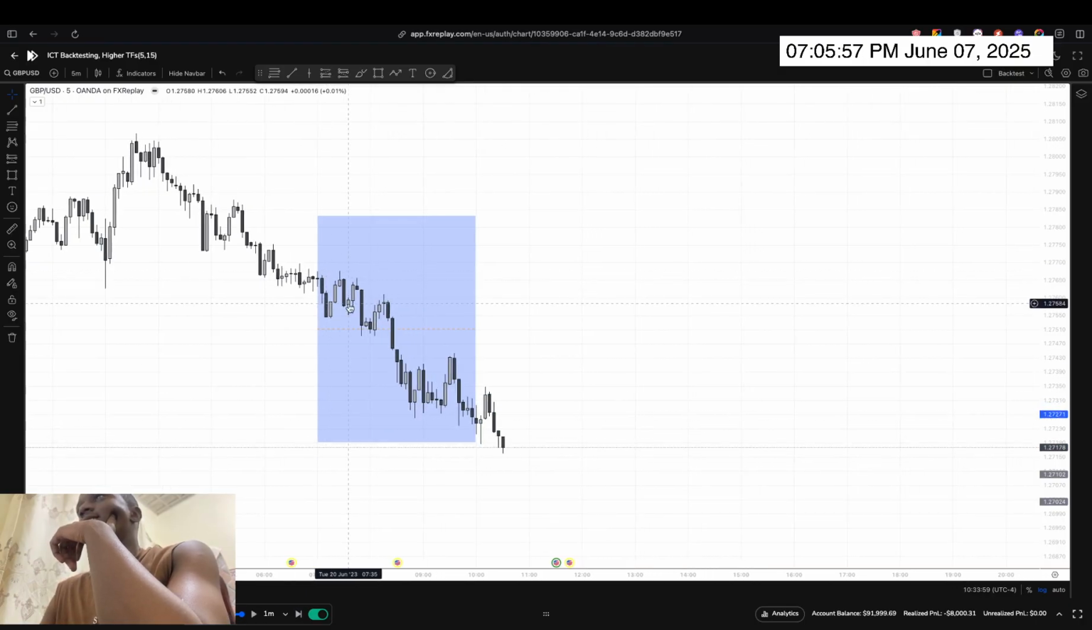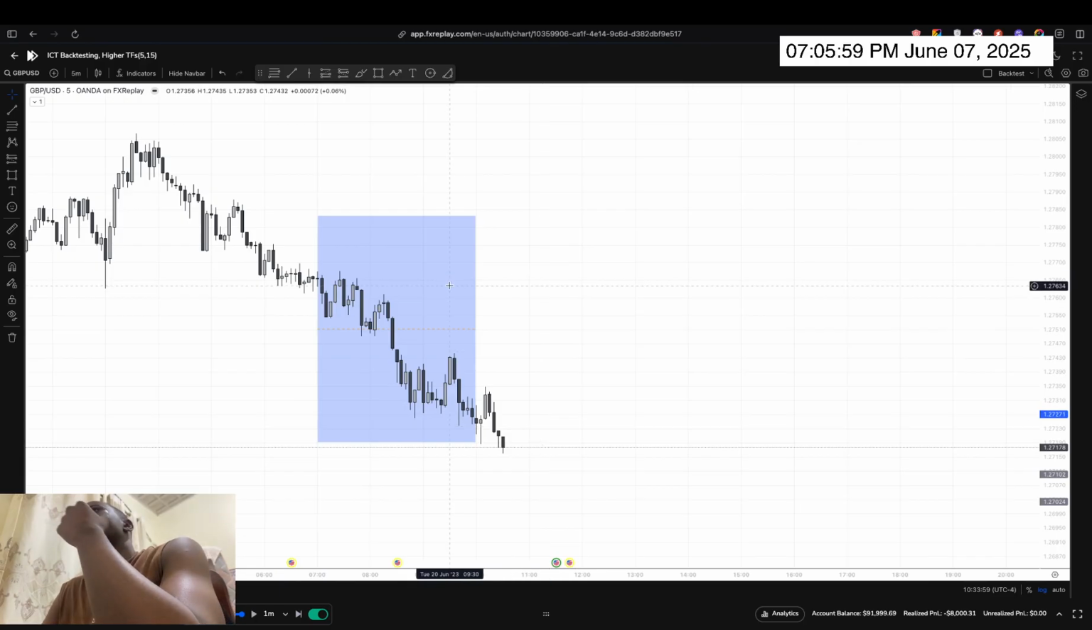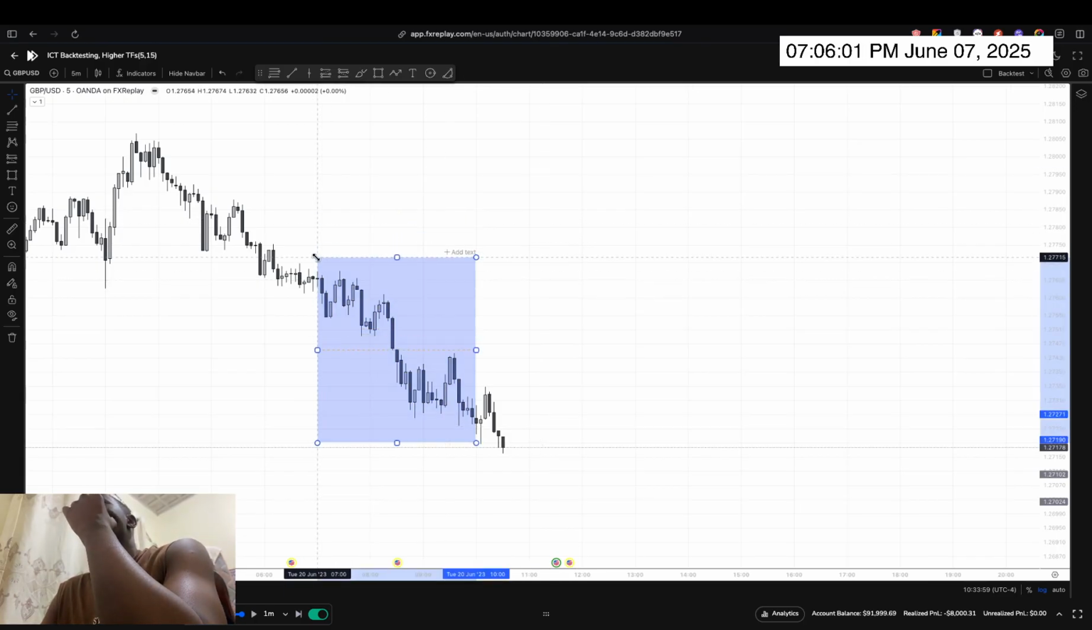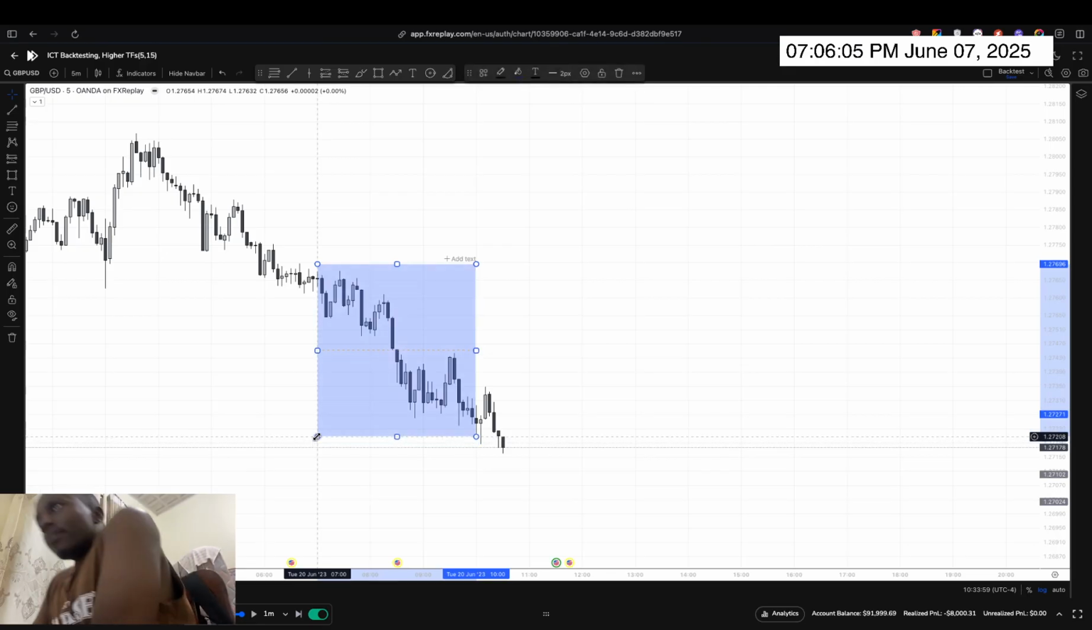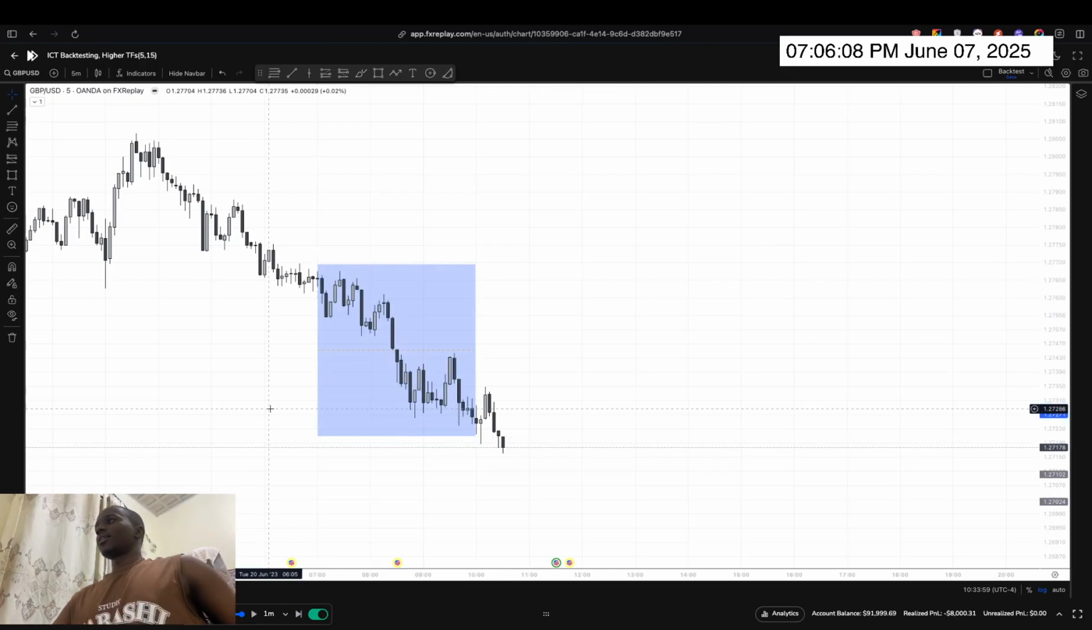So we can see that in the kill zone we drop, just a normal dropping. Okay, I think I'll learn more about it, and I'll keep backtesting some more models. So I think that's already enough for today.